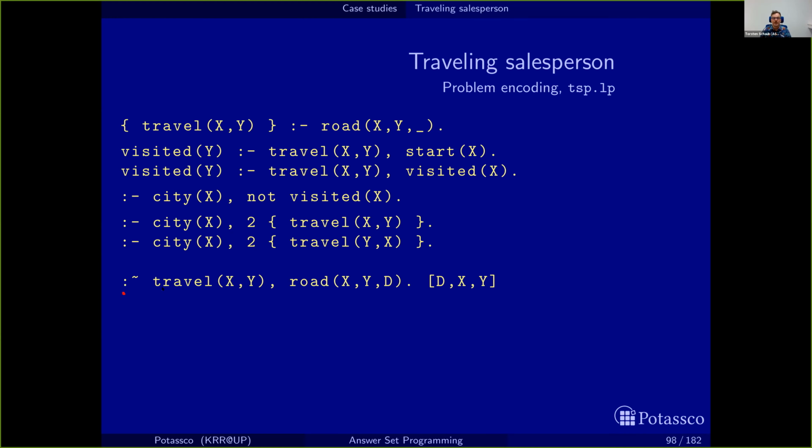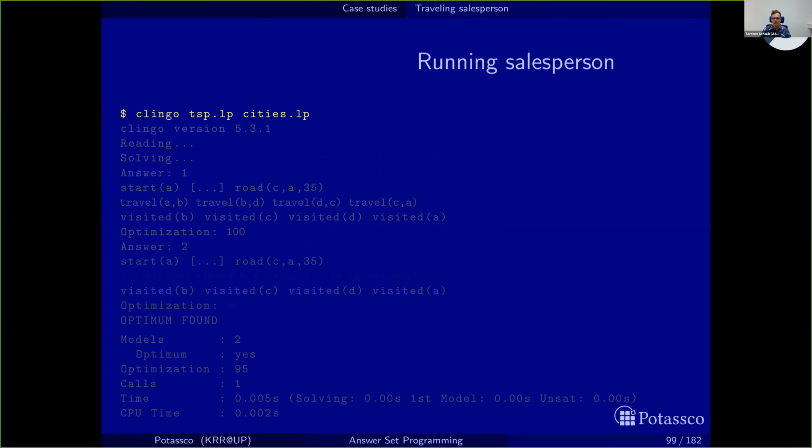And then, of course, to make this optimum, you add to the objective function that whenever you travel from X to Y, you pay the price, and this gives you the shortest path. And that's then the traveling salesperson problem. And you can also do this with the minimize. And then if you launch this, you give to Clingo the encoding and the instance.